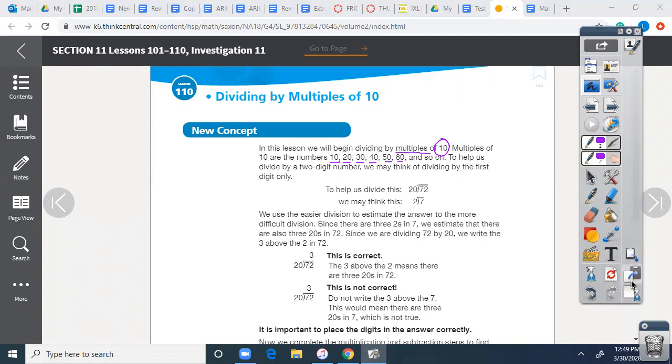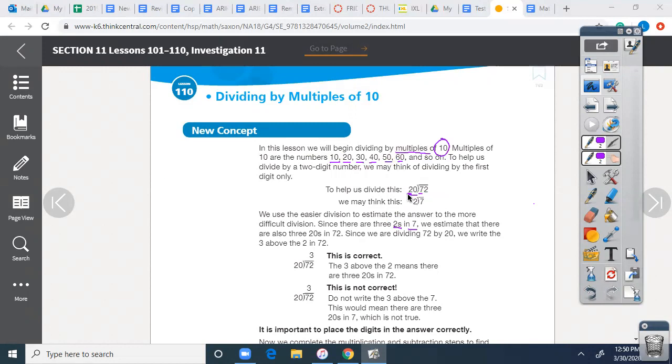Okay, so let's talk about this. Let's look at this example right here. Instead of doing 10 divided by a certain number, we are doing 20 divided by 72. We're doing 20 divided by a certain number. Okay, so let's read what it says right here. We use the easier division to estimate the answer to the more difficult division. So instead of doing, oh, how many times does 20 go into 72? Maybe we don't know that answer. We're going to say, how many times does 2 go into 7? This number right here.